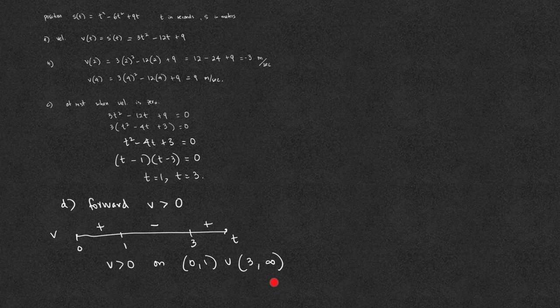Draw a diagram to represent the motion of the particle. This is a schematic diagram of the motion from 0 to 1. The particle is moving forward because the velocity is positive. It then moves backward from 1 to 3 seconds, and then moves forward again after 3 seconds.